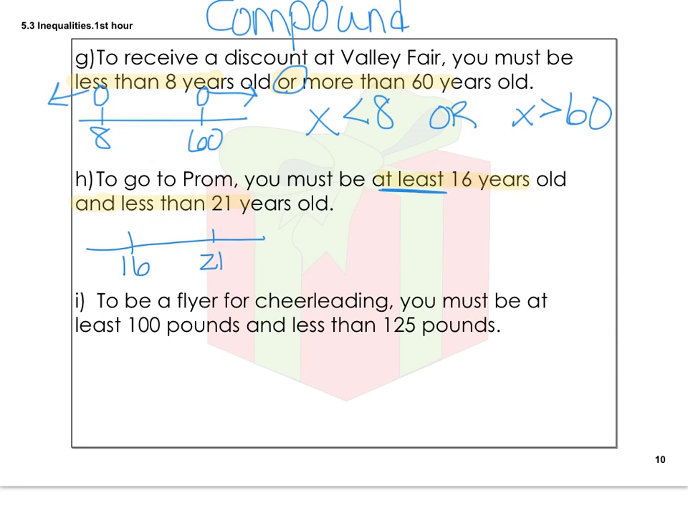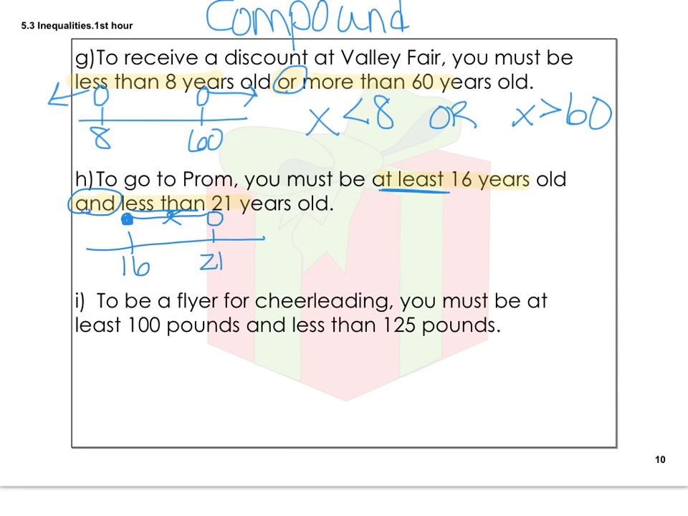The first one says at least 16. So we talked about earlier that you could be exactly 16 and older and be able to go. Then it says and less than 21. So less than means it's just an open circle and you have to be smaller. Now you'll notice on this one, these two arrows overlap or they touch. You have to fall between those ages in order to go to prom in this problem that I set up.